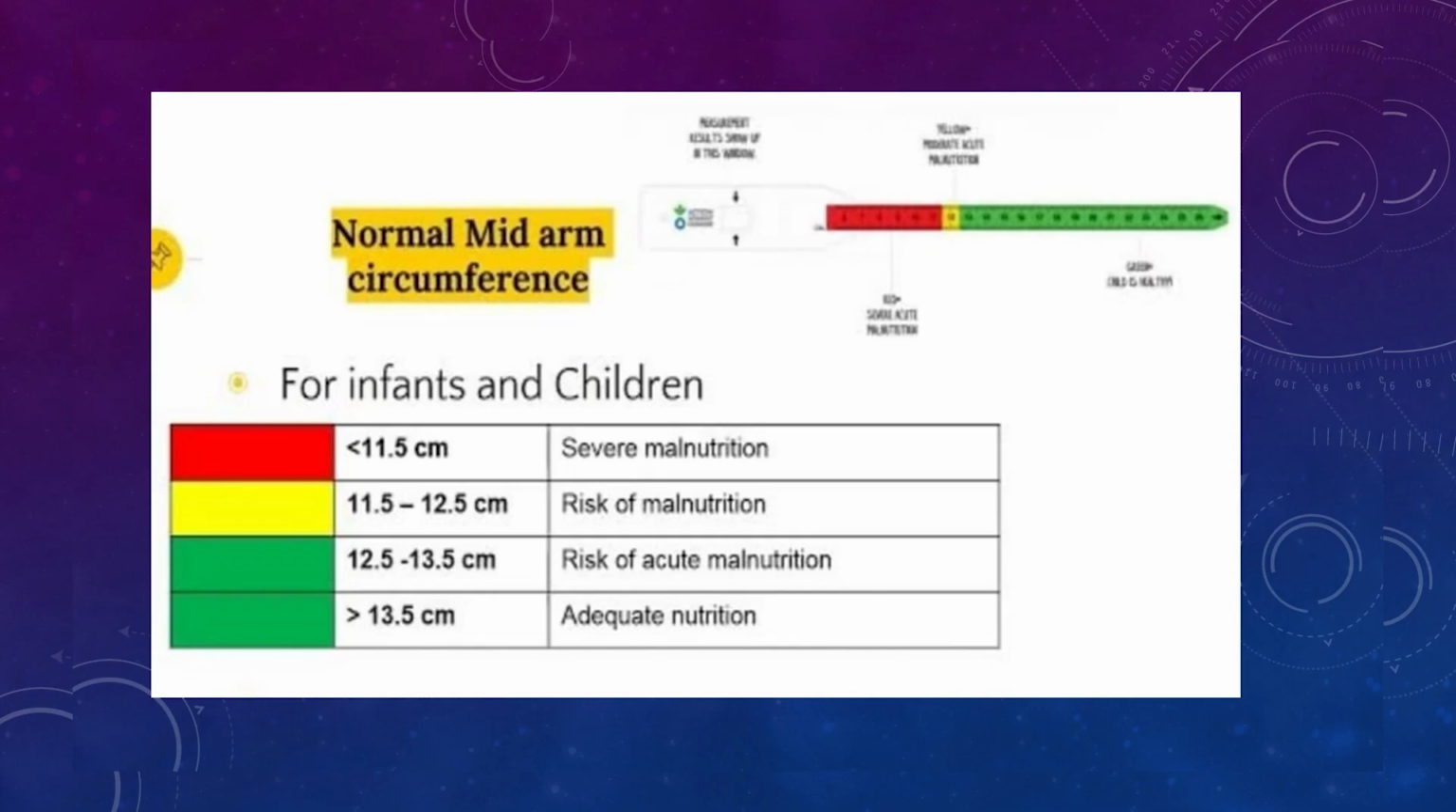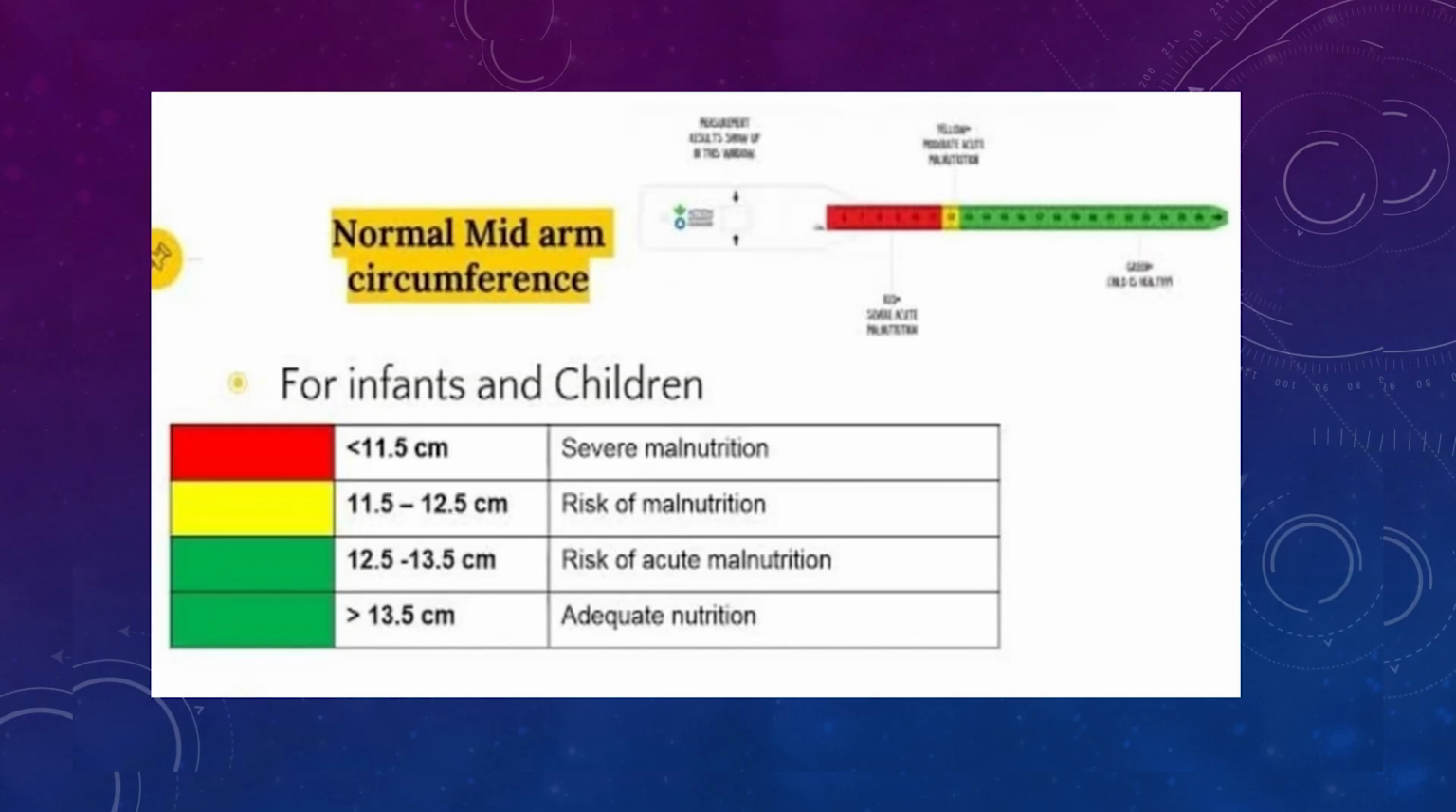Now, in this slide you can see in the upper corner there is a red, yellow and green plate that is called Shakir's measuring tape, which is encircled around the arm for the measurement. When we see the measurement in the red area, that is less than 11.5 centimeter, the child is suffering from severe malnutrition. When the measurement of the mid upper arm is between 11.5 to 12.5 centimeter, the child has malnutrition, but it is not severe, it is between mild to moderate.